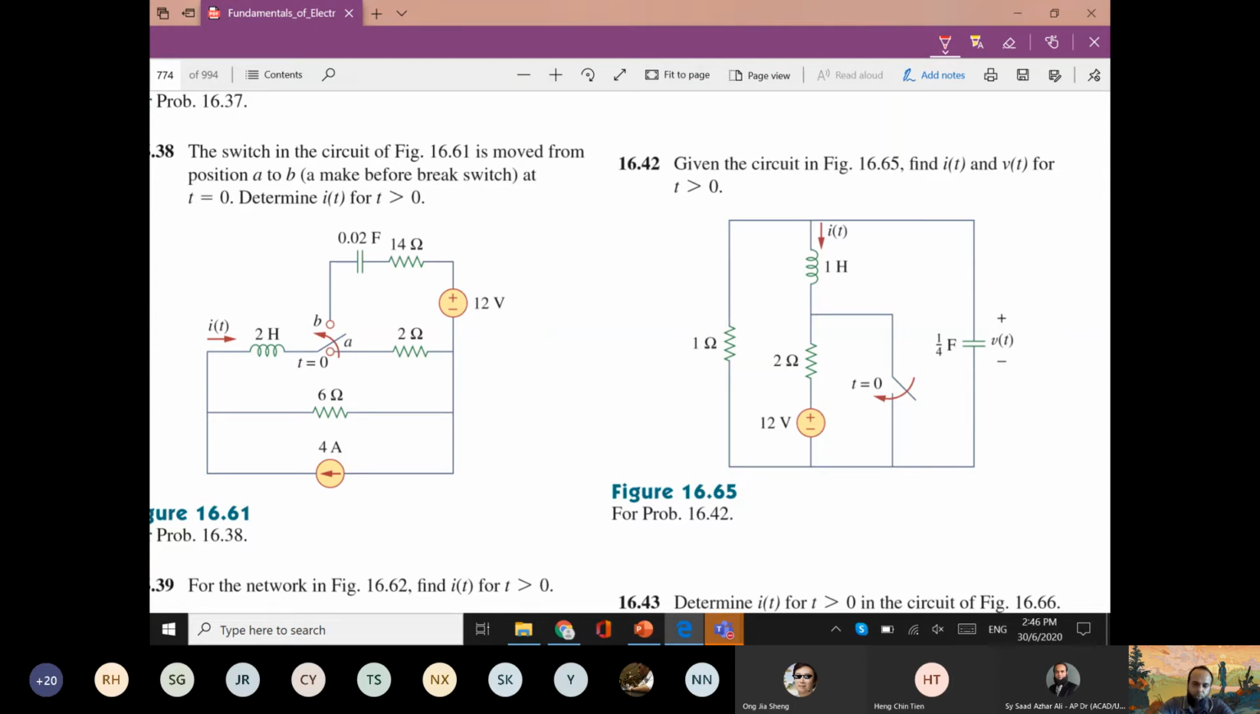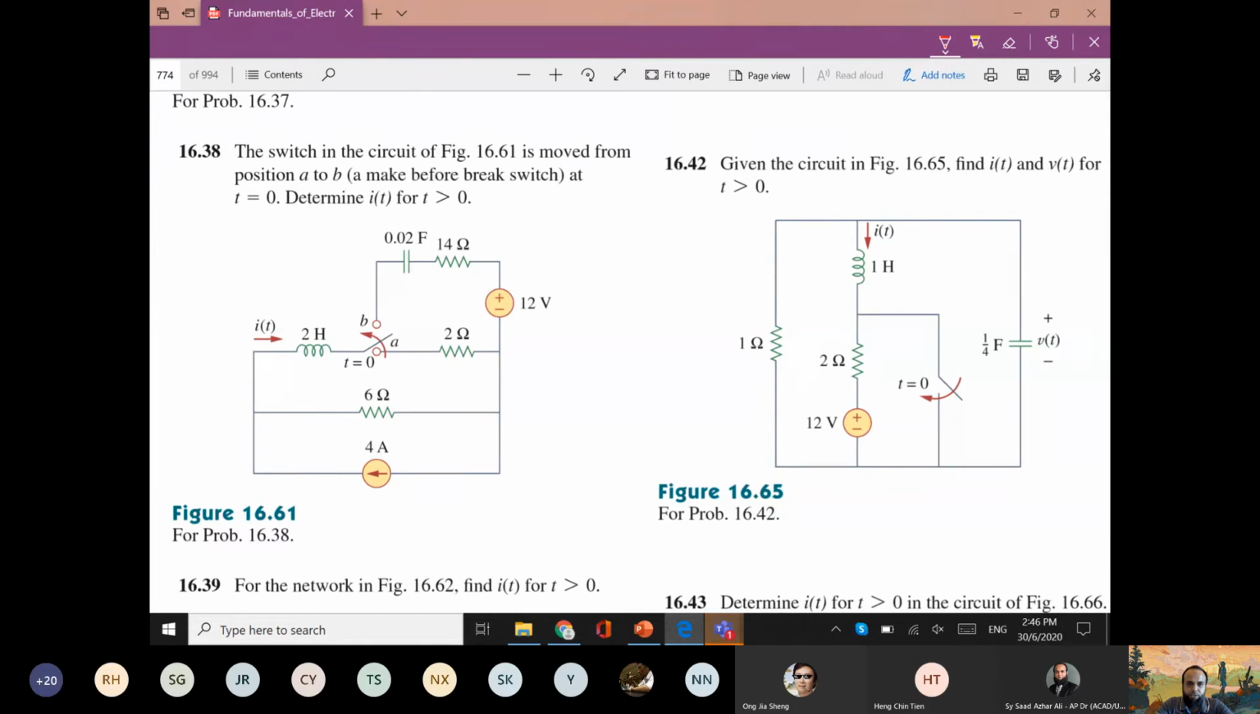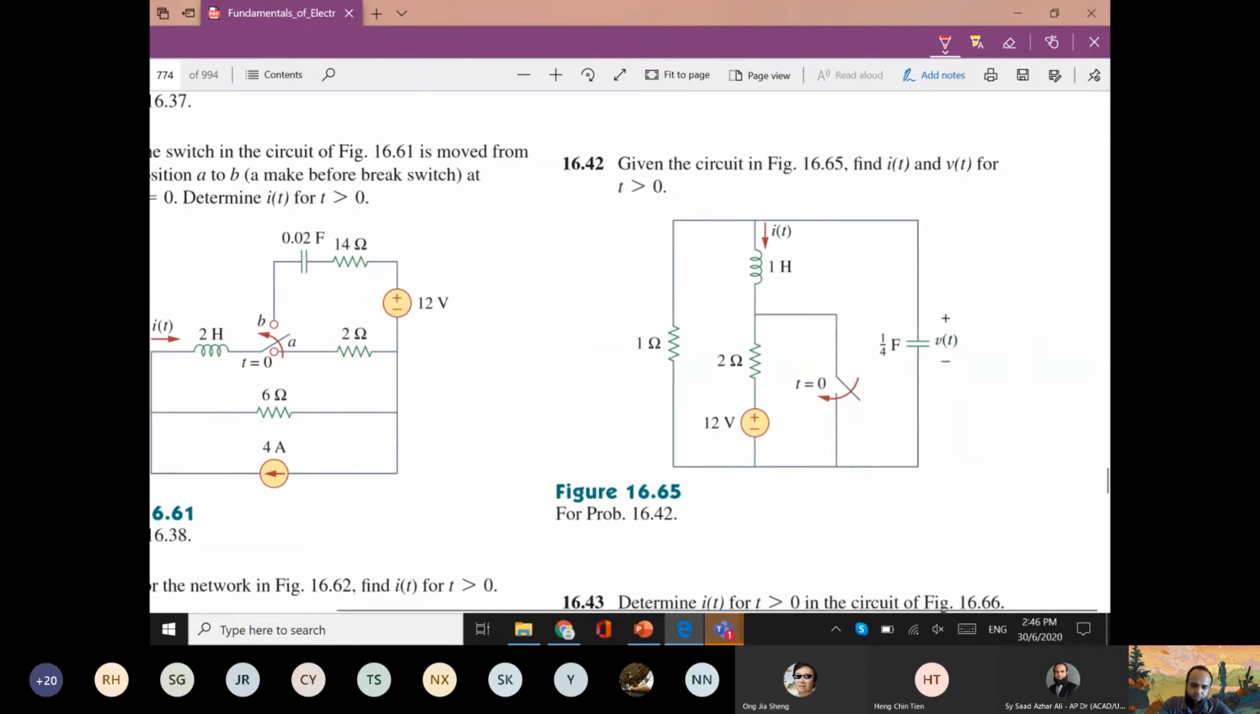We have 15 more minutes. I want to go for the transfer function. Okay, which one? Sharif, which one? 38 or 42? Which one? 38 or 42? 42. Okay.